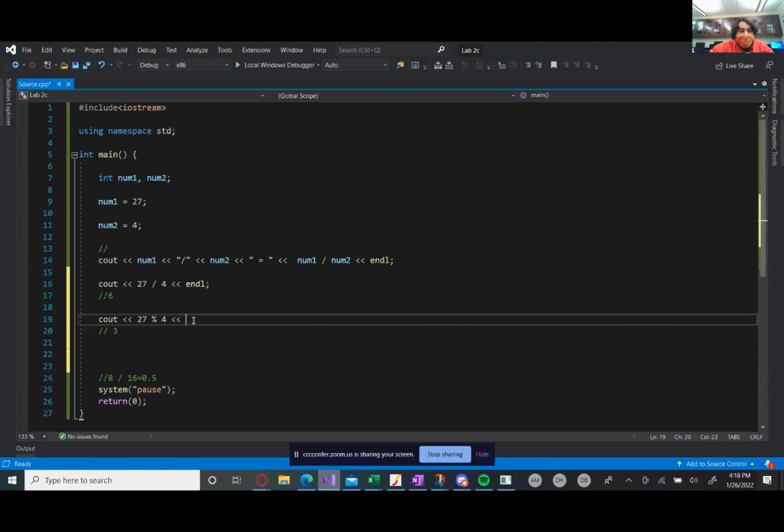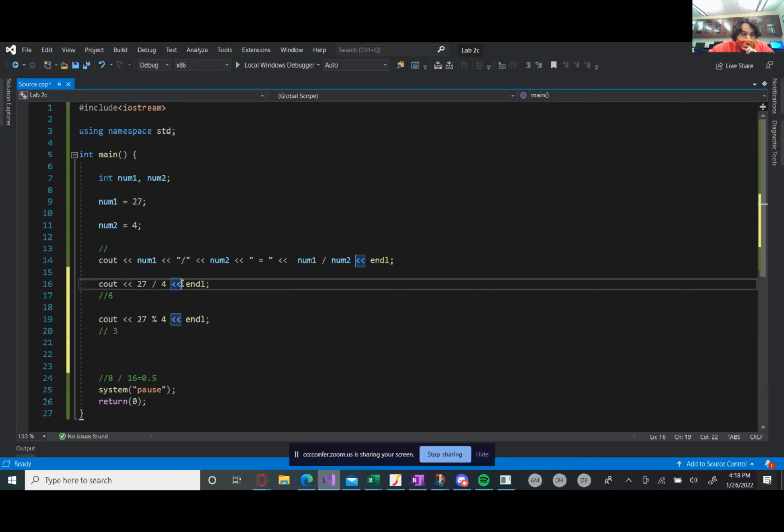Because if you divide the 27 over 4, you get the 6, and then you do the 27 mod 4, you get the 3. So we want to get our 6, and we're trying to create our fraction now. So the next thing we can do is, well, I'm going to put a space, just so it'll look a little bit better. So the next thing we're going to want to do is put our 3. So we're going to get our 27 mod 4.